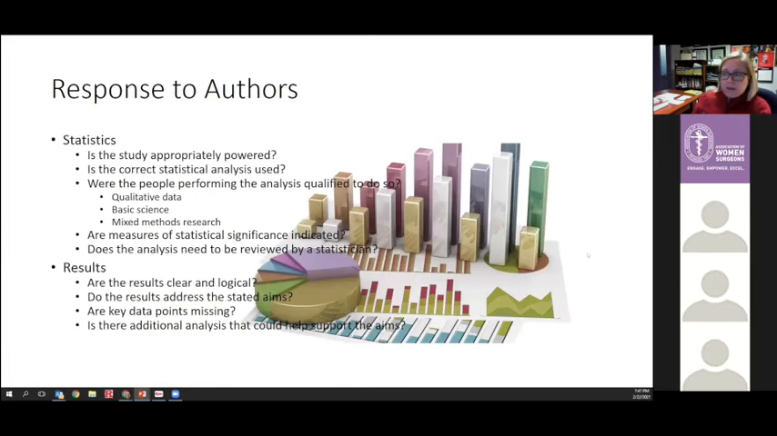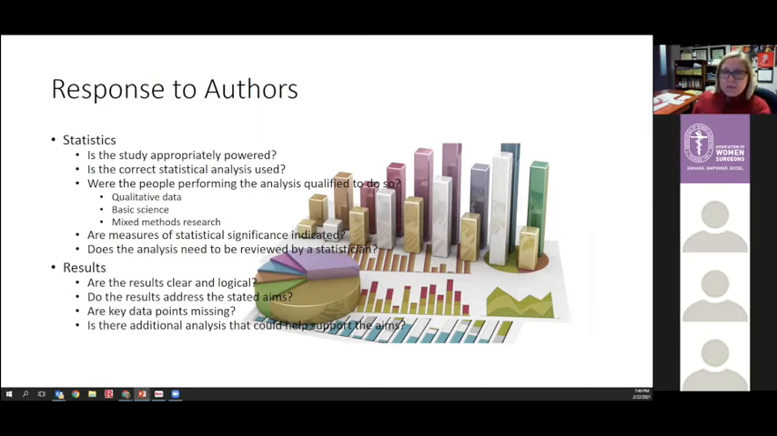Then you look at the statistics. Is the study appropriately powered? Is the correct statistical analysis used for the data that they have? Were the people who were performing the data analysis qualified to do so? Or did they describe it in a way that makes you believe that they had qualified statisticians doing certain kinds of research? This can be really important in things like qualitative research.